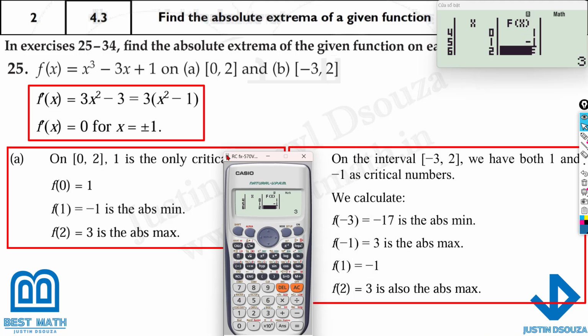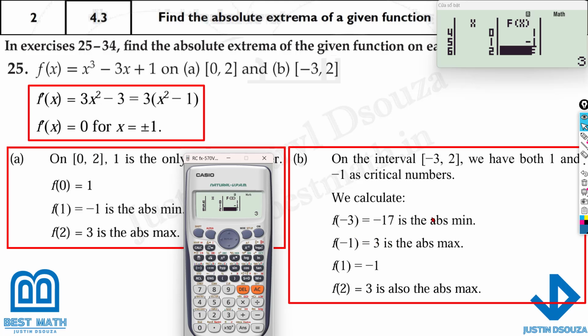You can see here the minimum value is at x value of minus 3, that was minus 17. And maximum, okay, over here you can see it's at minus 1. My bad. Now here there are 2 maximums. At minus 1 it is 3 and also at 2 it is 3. So both are maximum values. They peak at the 2 points. And 1, you ignore that critical number. Why? Because it's just a point in between.